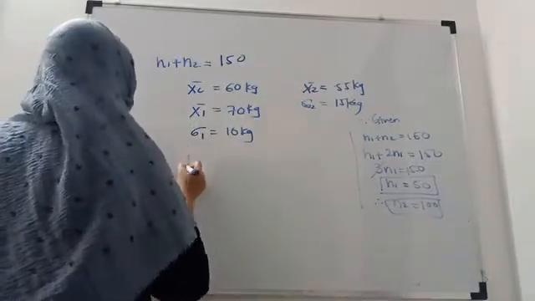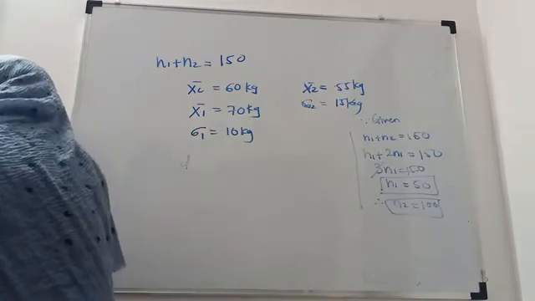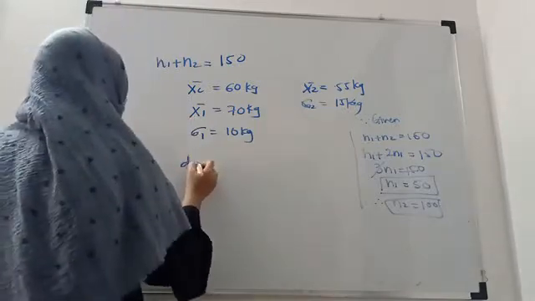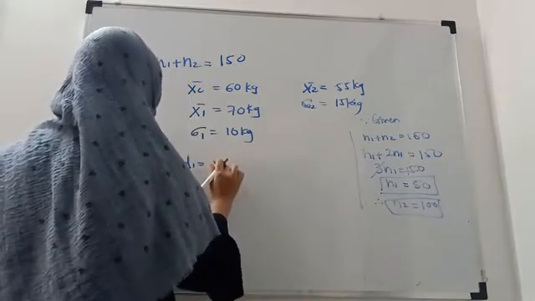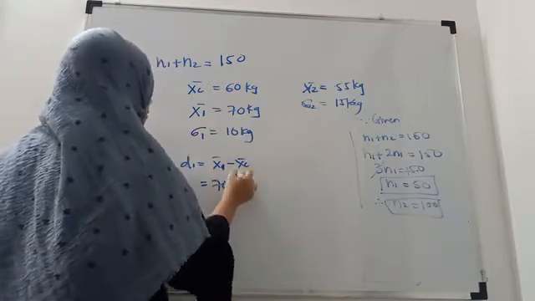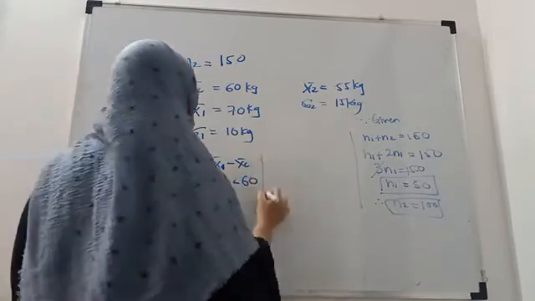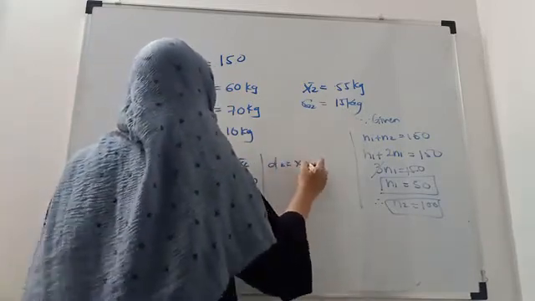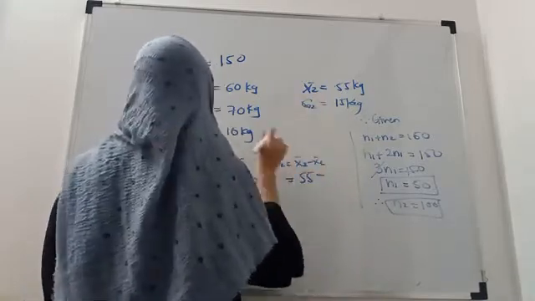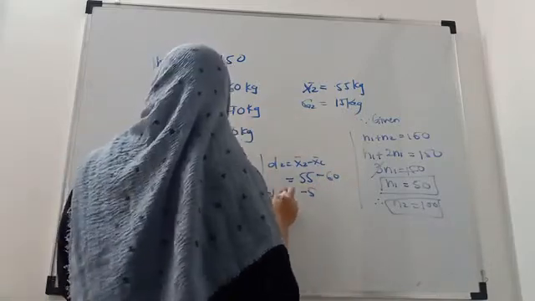So what is the formula for the d1? d1 is equal to x1 bar minus xc bar, which is equal to 70 minus 60, 10. So the d1 is 10 and d2 is x2 bar minus xc bar. So x2 is 55 minus xc bar is 60, which is equal to minus 5.